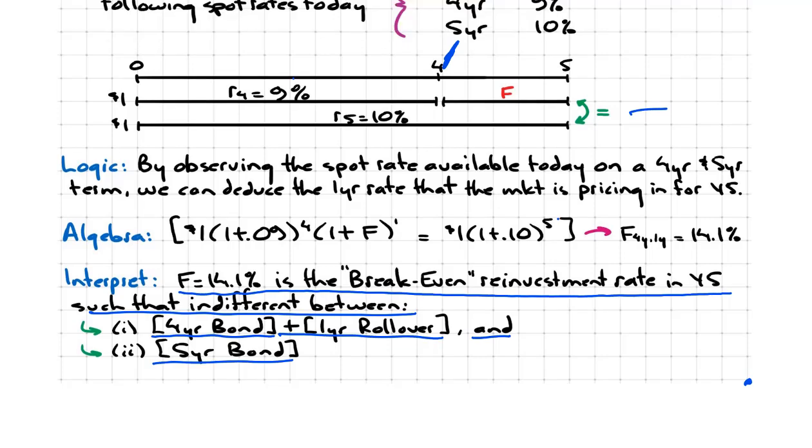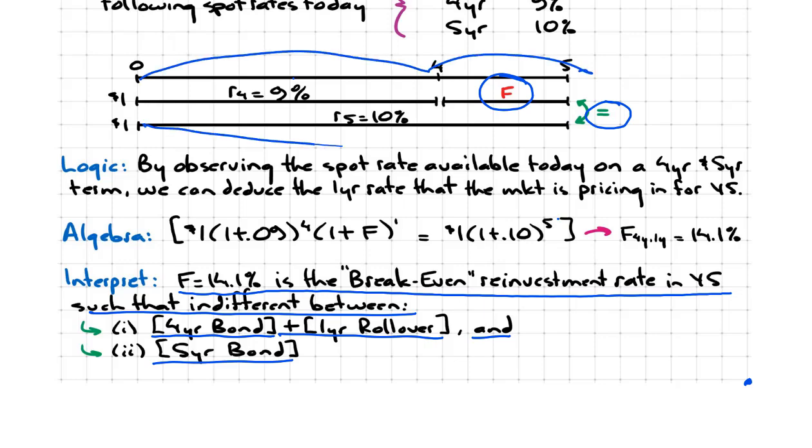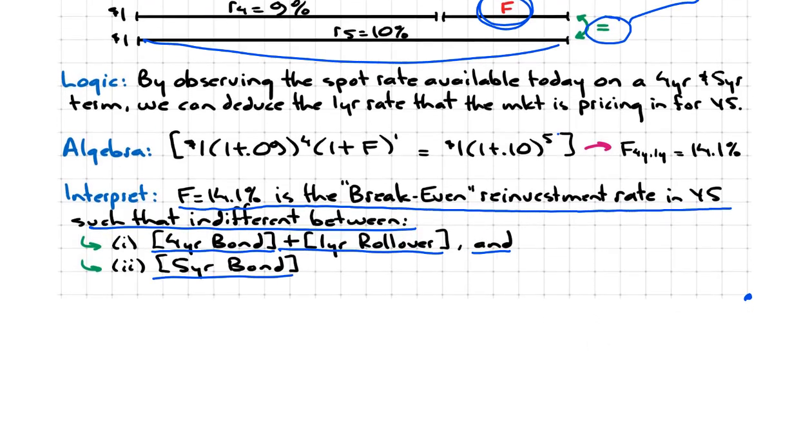And you can see why it's called break-even, and that's why I love this visual framework. What would the forward rate have to be so that you would be breaking even or indifferent between a 4-year plus 1 year rollover and just a straight 5-year deposit? And that break-even rate, to make things equal between the two approaches, i.e. to break even between the two approaches, this would have to be 14.1%.